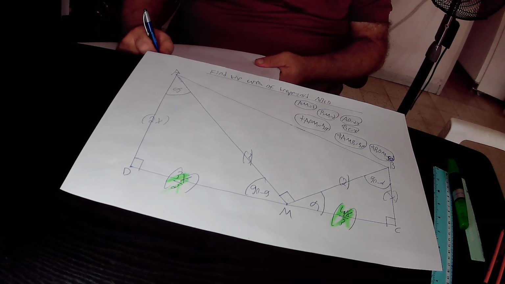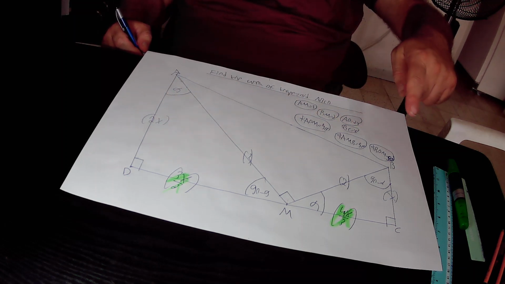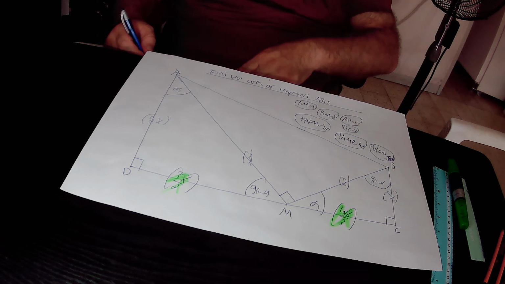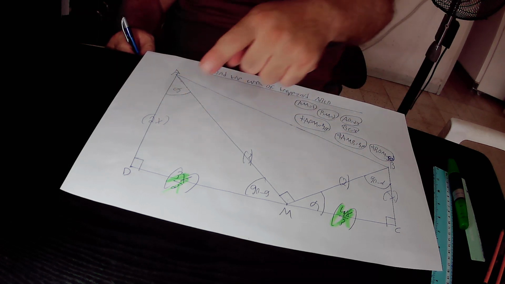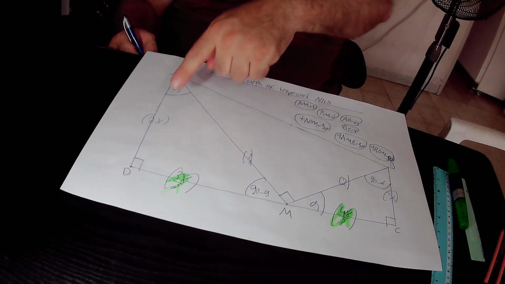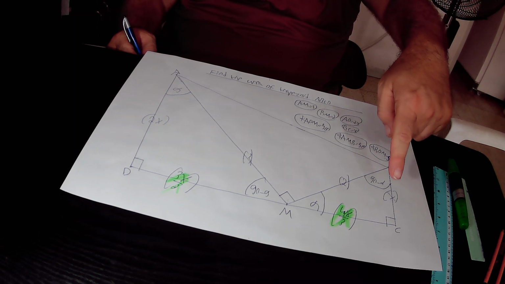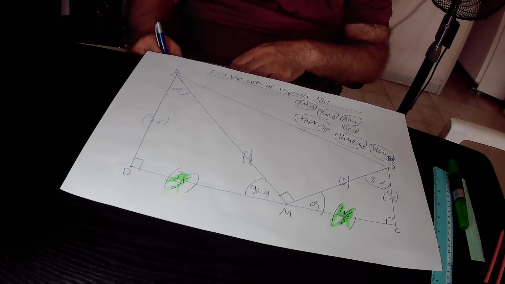Because DC creates 90 degrees with the base AD, and DC also creates 90 degrees with the other base BC. Therefore DC is the height. Again, DC is the height because it creates 90 degrees with the base AD, and it also creates 90 degrees with the base BC. So DC is the height, divided by 2.